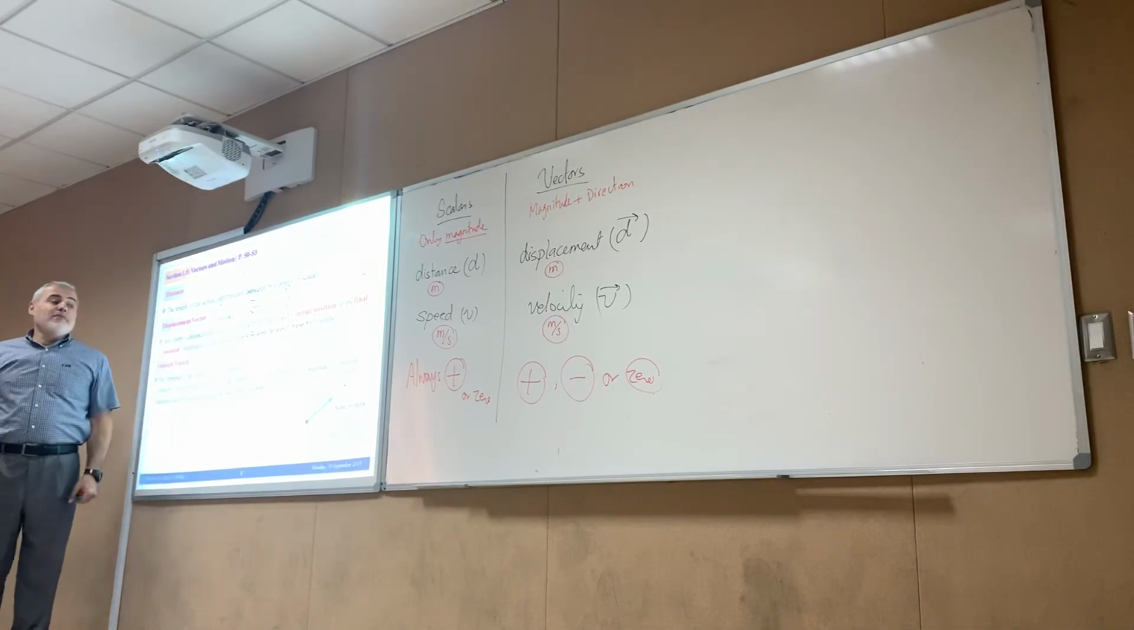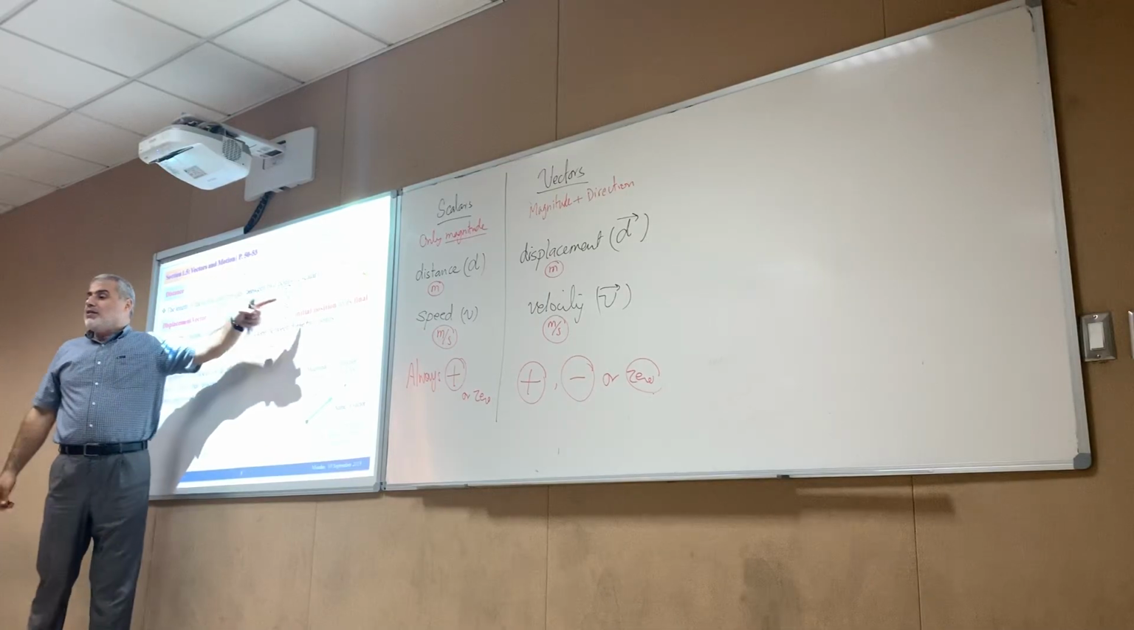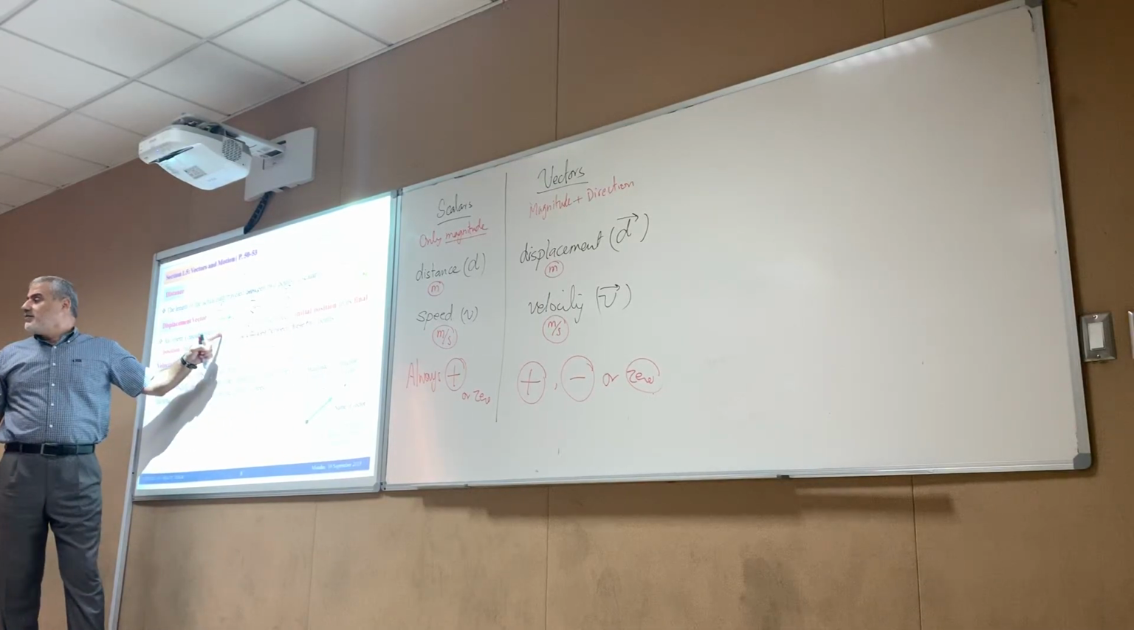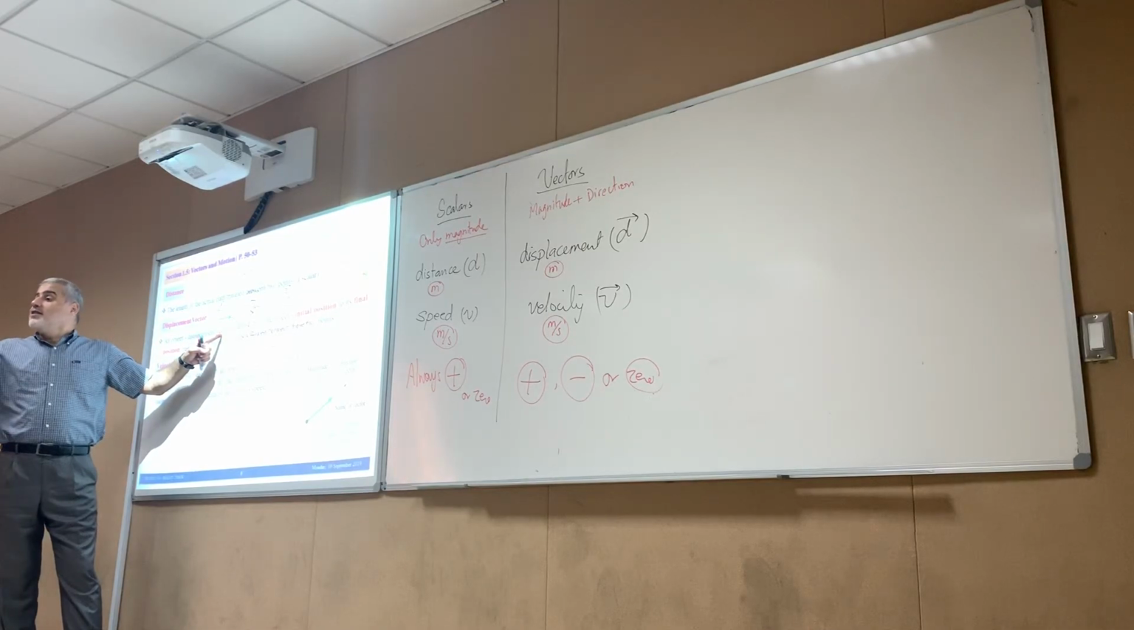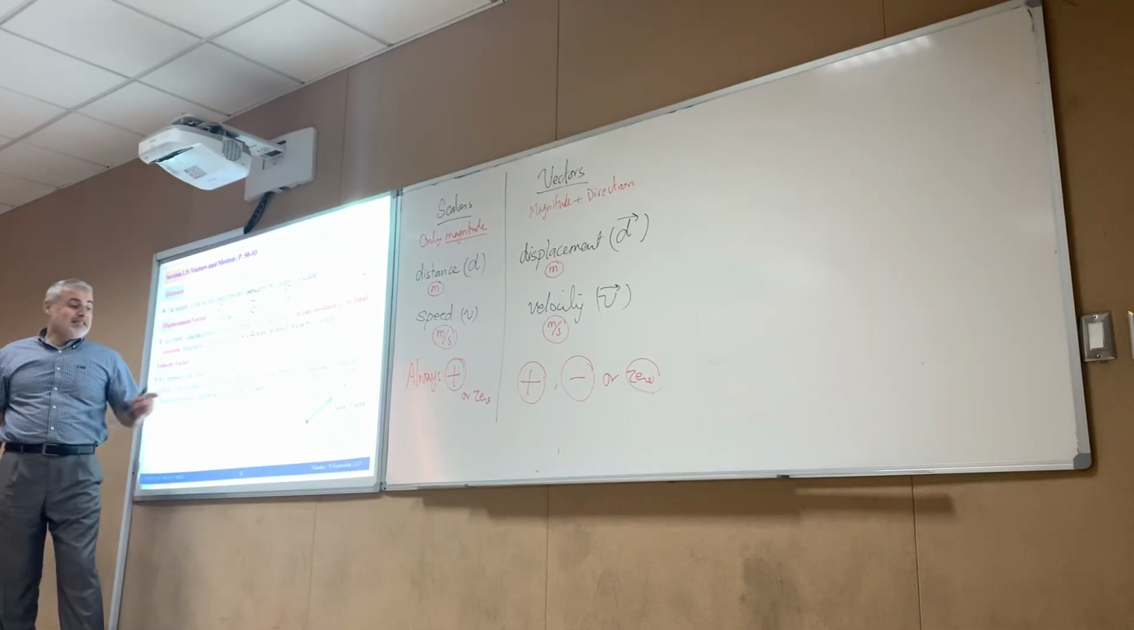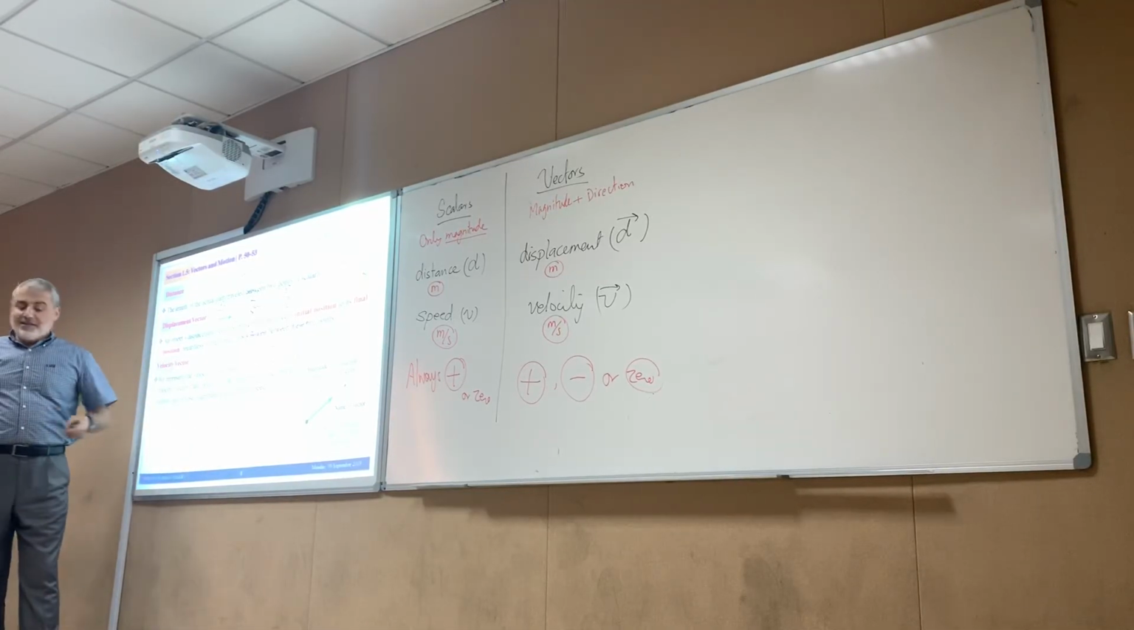Now, if you start from A to B, then return back to A again, your distance would be 200, yes, your displacement zero. Clear? Okay. The last point here.